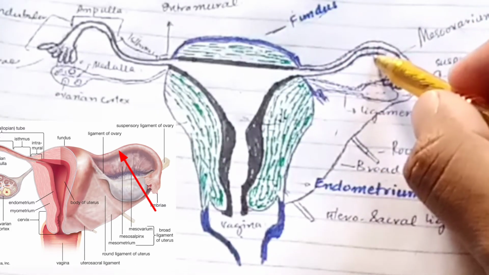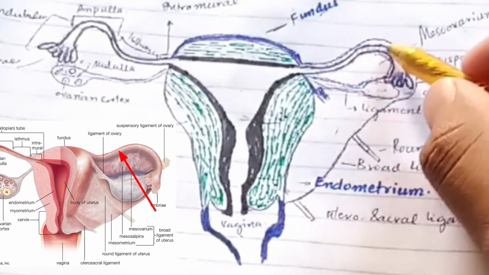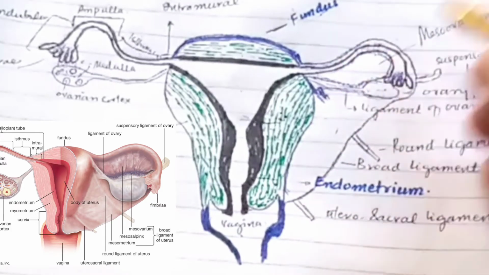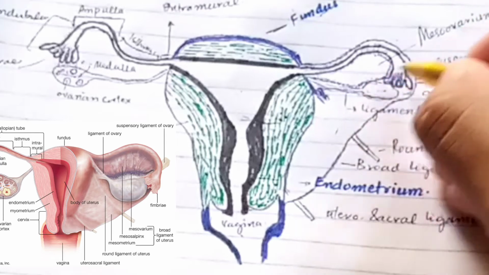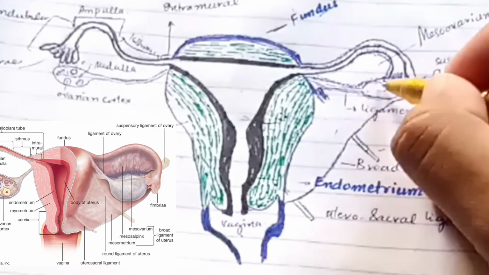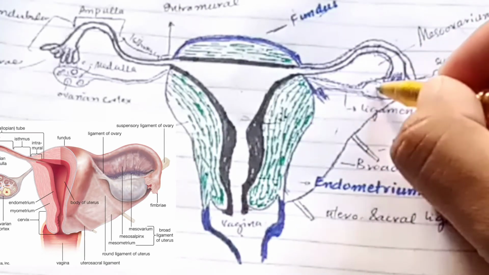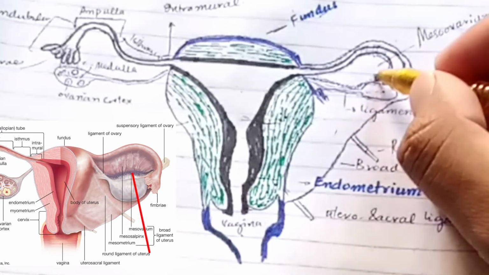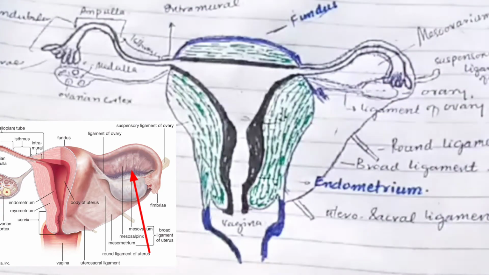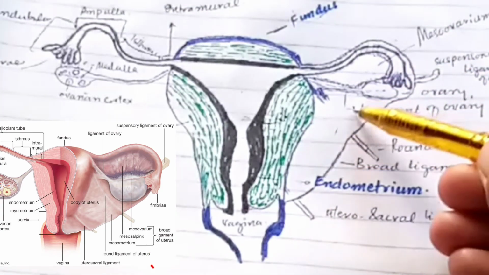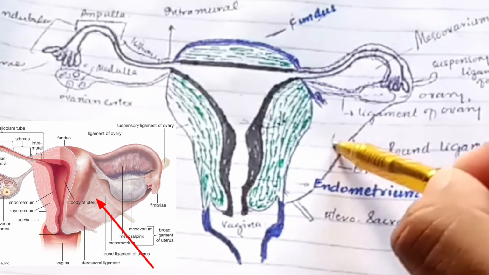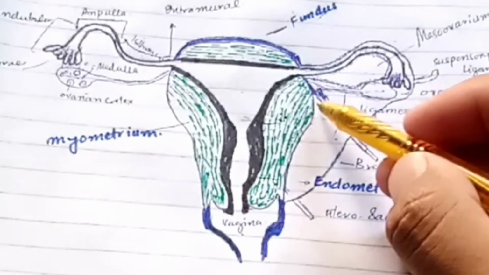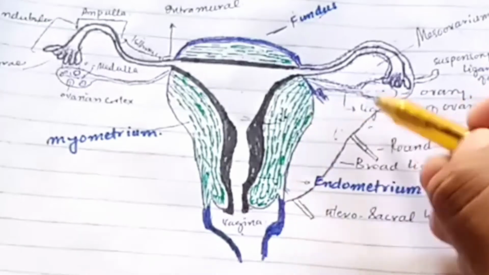Here you can see this portion of the perimetrium is called a mesosalpinx, and the portion of the broad ligament which covers the interior surface of the ovary is called a mesoovarium. Here you can see this is called a mesoovarium. And the rest of the portion of the broad ligament is called the mesometrium. And the main function of the broad ligament is to attach the uterus to the pelvic wall.